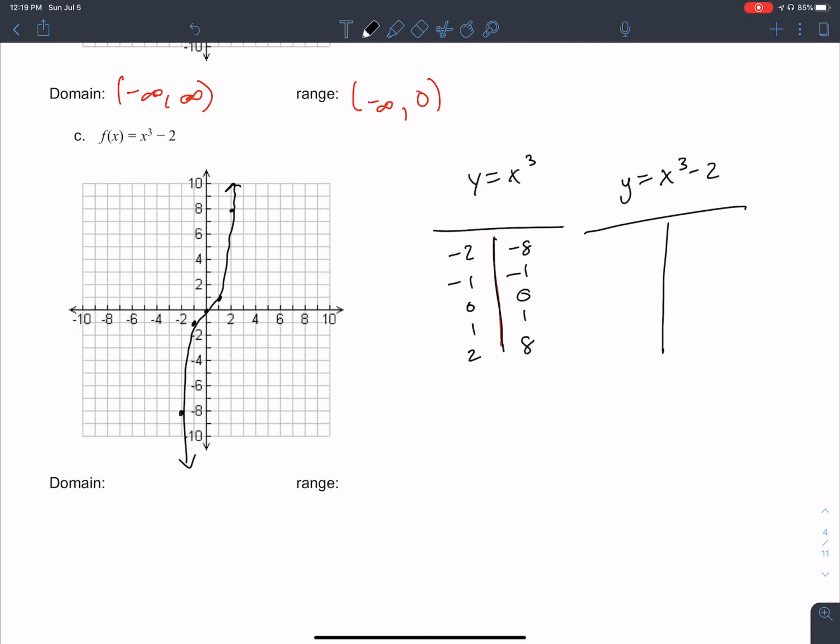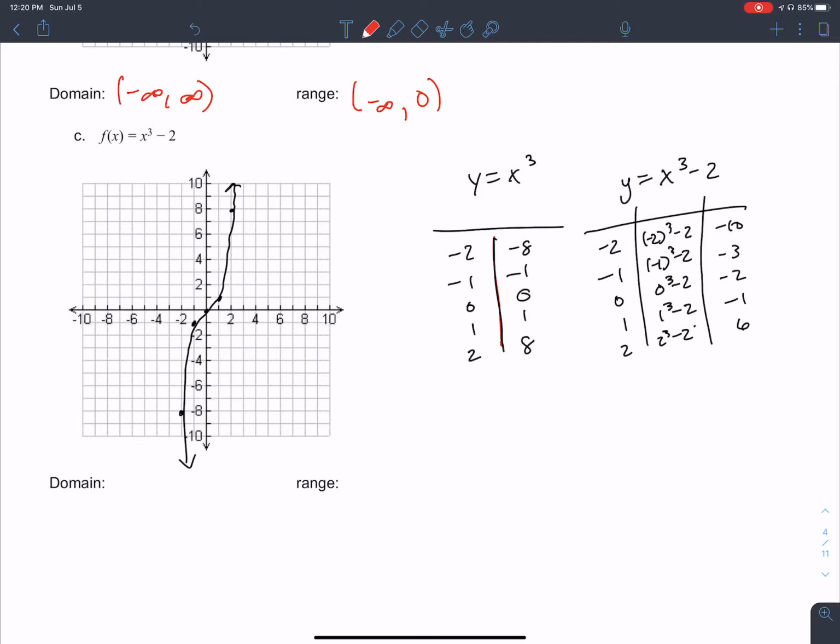So it might be good to do like I did on the last one when there's some computation to kind of do it like this. So we've got negative 2 cubed minus 2. So it's going to be negative 8 minus 2, negative 10. Negative 1 cubed minus 2. Negative 1 minus 2. It's going to be negative 3. 0 cubed minus 2. Negative 2. 1 cubed minus 2. That's going to be negative 1. 2 cubed minus 2 is 8, 7, 6. Okay? Just double check that. Negative 8 minus 2. Negative 1 minus 2. 0 minus 2. Okay. Every one should have moved down 2. So, all right, perfect.